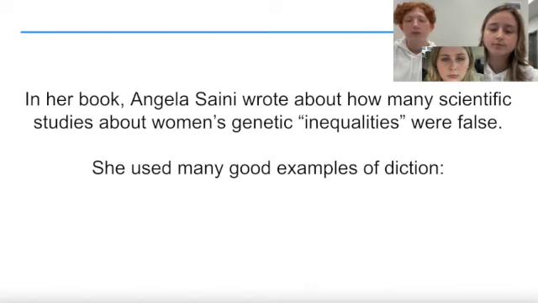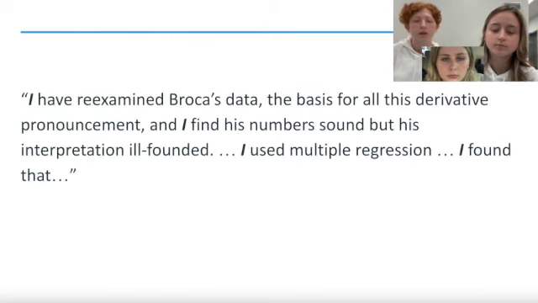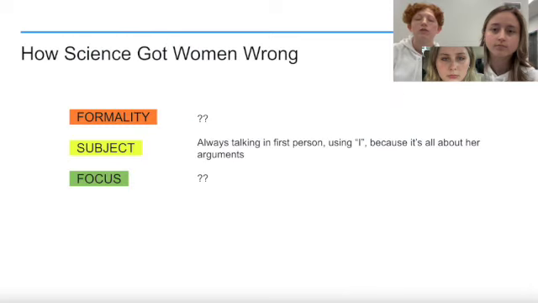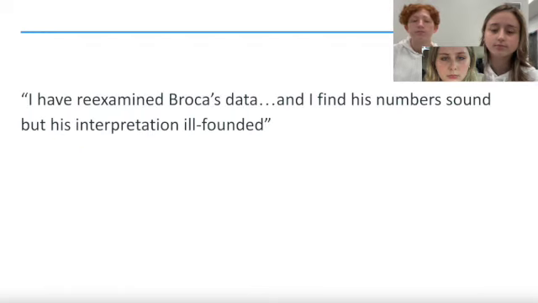In her book, Angela Saini wrote about how many scientific studies about women's genetic inequalities were false. She used many good examples of diction. "I have re-examined Broca's data, the basis for all this derivative pronouncement, and I find that his numbers sound, but his interpretation ill-founded. I used multiple regression. I found that this subject" She's always talking in first person using I, because it's all about her arguments.